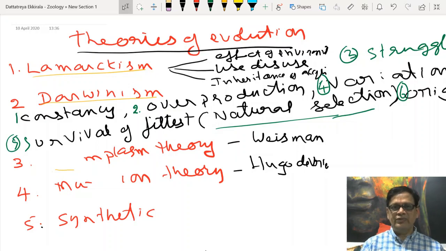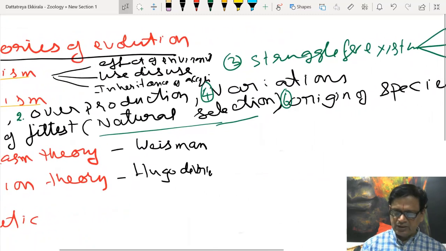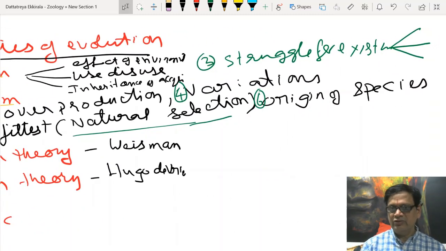How can you say that it is a fit variation? The organisms with favorable or fit variations survive better. They have more progeny, so that is why it is called Darwinian fitness. Then the final concept is origin of species. But there are two key concepts in Darwin's theory. What are they? Natural selection and branching descent.